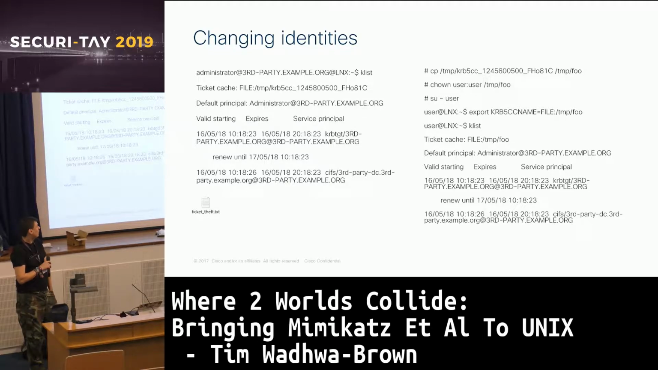So I've copied the administrator's ticket. I've then become another non-privileged user, in this case user at LNX. And then I've set the appropriate variable to the ticket that I've just stolen. And now when I run klist, I'm essentially administrator. So that means that anywhere that KDC, that AD implementation trusts the identity being asserted through Kerberos, now thinks I'm potentially administrator, up until the moment that ticket expires.